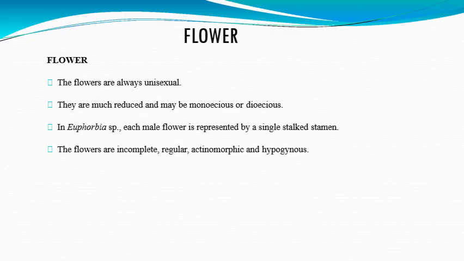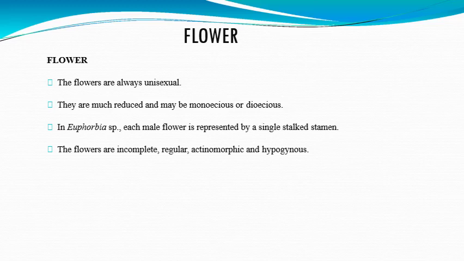So now we discuss the floral character of Euphorbiaceae family. Here we discuss the flower. So majorly the flowers are always unisexual. So it means both male flower and female flower are not present on the same branch, or we can say that a flower that possesses either male part or female part, in other words stamens or carpels, but not both.